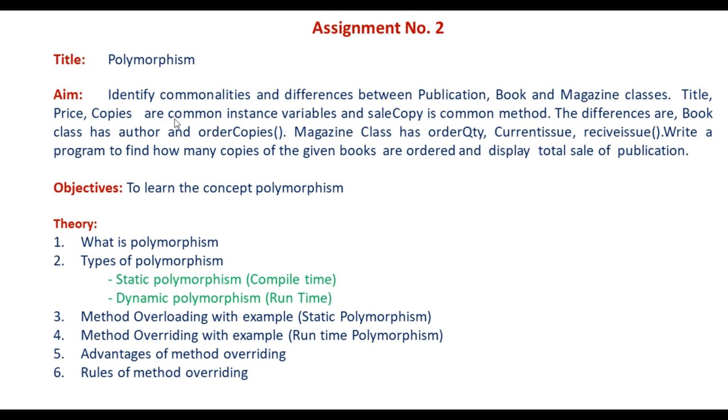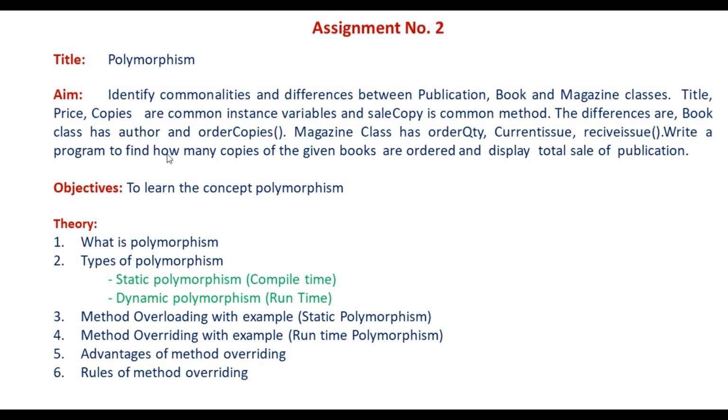Title, price and copies are common instance variables, and saleCopy is a common method. So in all these three classes, title, price and copies are the common instance variables, as well as saleCopy is a common method. The differences are that the book class has author as a variable and orderCopy as a method. The magazine class has orderQuantity, currentIssue and receiveIssue. These are the separate variables and functions available.